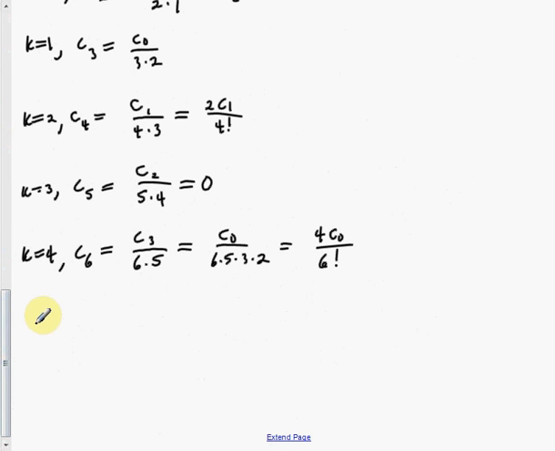So now you want to list out. I write it like this. I just say that y is equal to, always for these problems, C naught plus C1 times x plus C sub 2 times x squared plus C sub 3 times x to the third, and so on. You get the idea?